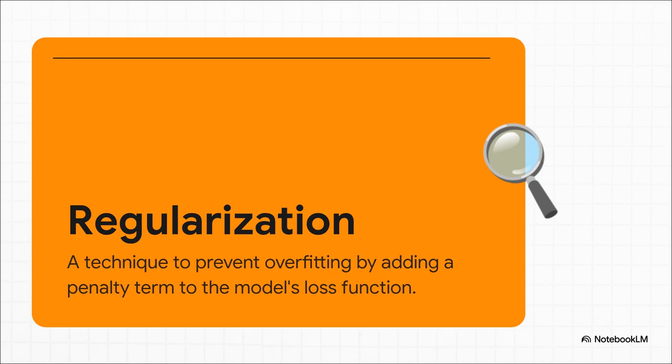Here's how it works. Regularization adds a penalty term right into the model's loss function. This penalty is tied to how big the model's coefficients are. So, during training, the model is forced to think twice about making any coefficient too large. It effectively pushes the model to keep things simple, general, and way more robust.